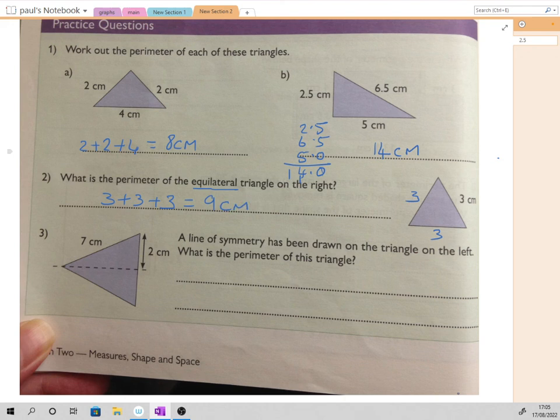A line of symmetry has been drawn on the triangle on the left. There, that way round. What's the perimeter of this triangle? Now, the line of symmetry tells us that it is an isosceles triangle. Therefore, that must be 7 down there, and this bit must be the same as that, so that's 2. So we've got 7 plus 7 plus 2 plus 2, which is 14, 16, 18 centimeters.